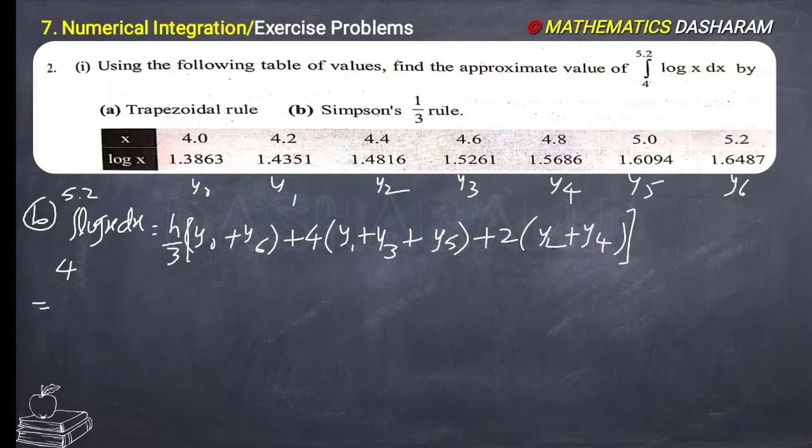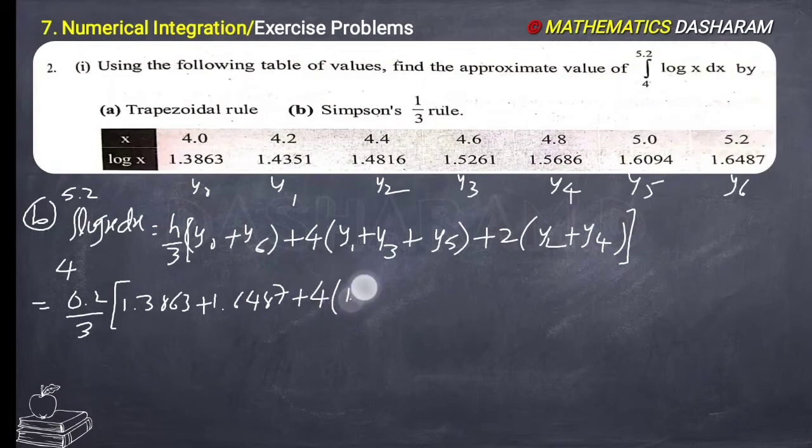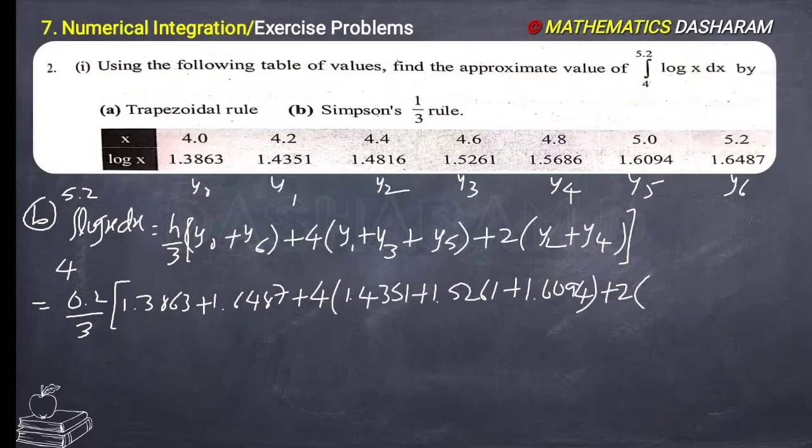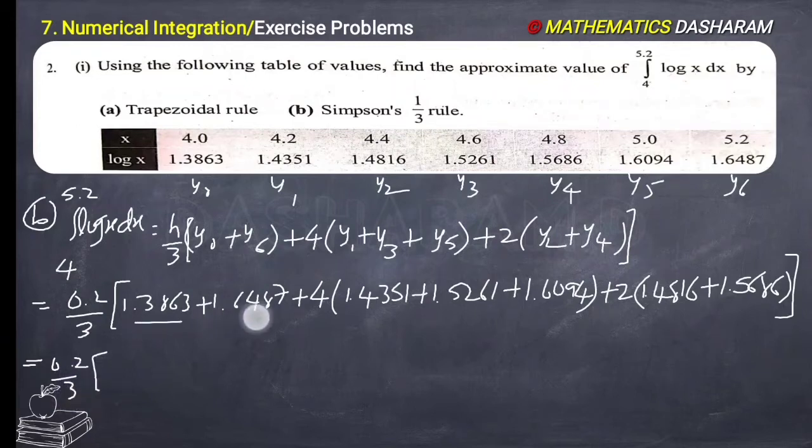So now it is equals to the h value we already know, 0.2 divided by 3. So next y0, y6, so 1.3863 plus y6, 1.6487, plus 4 into y1 plus y3 plus y5, plus 2 into y2 plus y4. So it is equals to 0.2 divided by 3. So here the addition of these two decimal numbers is 3.035.